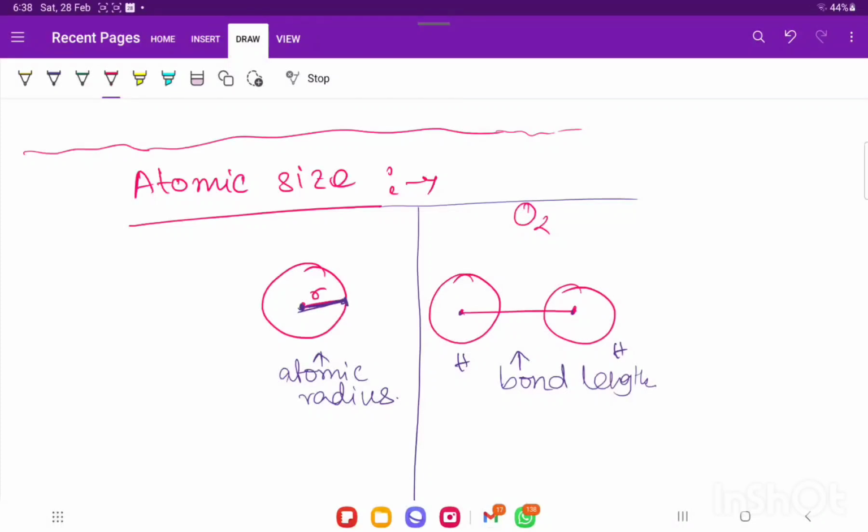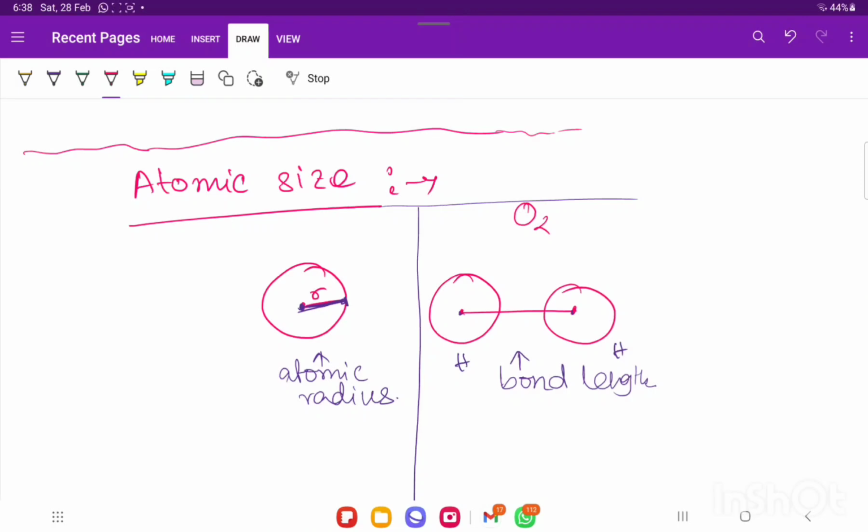Today we are going to discuss the different periodic properties, how they vary in a group and in the periods. We'll see whether it is gradually increasing or gradually decreasing. There are different periodic properties such as atomic size, electron affinity, electronegativity, all of this. Now first we'll start with the atomic size, right?